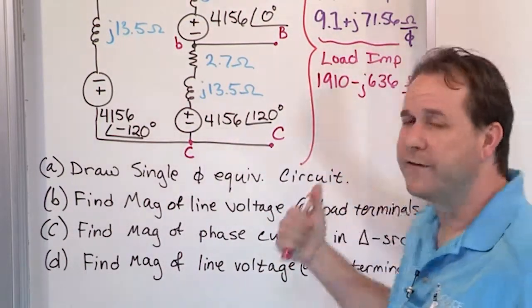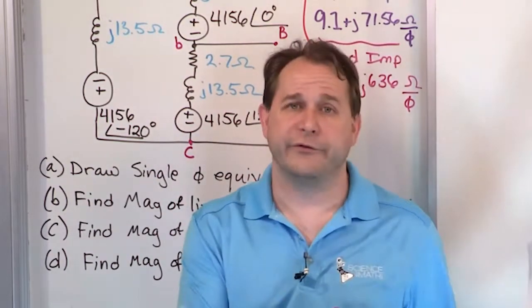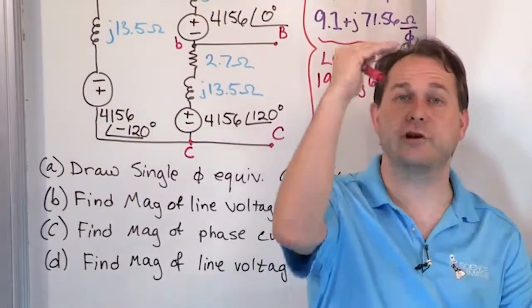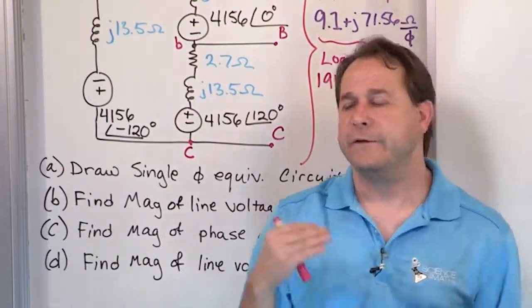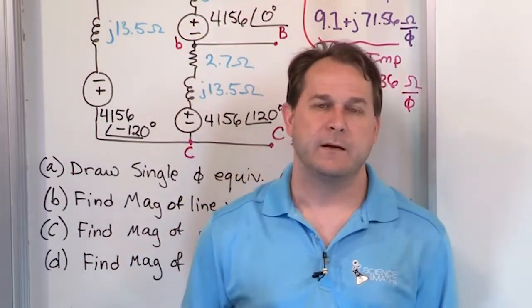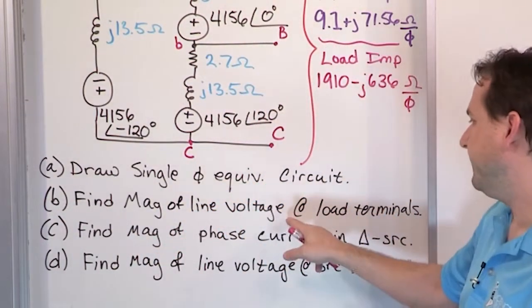We haven't even drawn the load, so you have to use your imagination or draw it yourself on your paper. But anyway, this delta source is connected to a load. You know you're going to have an A, B, and C terminal. So what this is asking you to do is find that line voltage, VAB, but the magnitude only of it. That's what we're trying to find for part B.